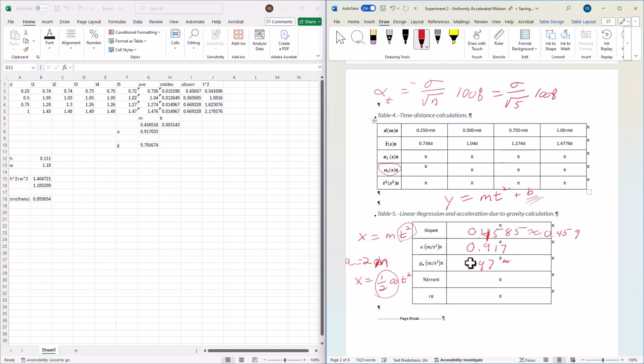Now, what is my error? My error is going to be essentially the value g that I got minus the correct value of g, okay? And we just want the magnitude. We don't care about the sign. Divided by the correct value g times 100. Okay, so I can do that as well.